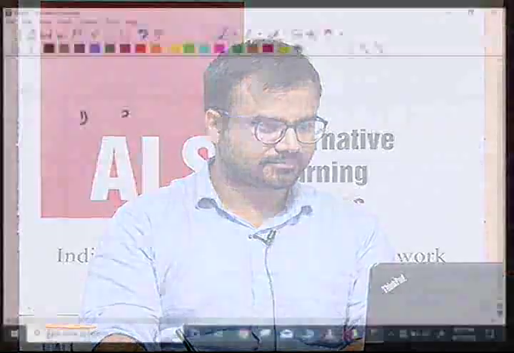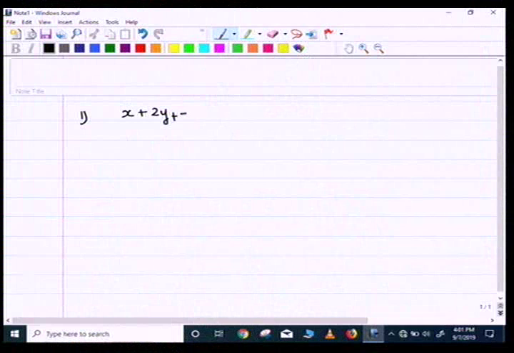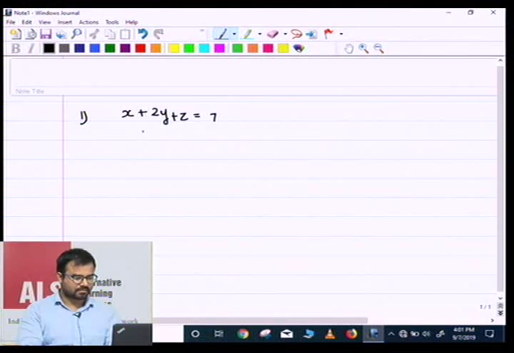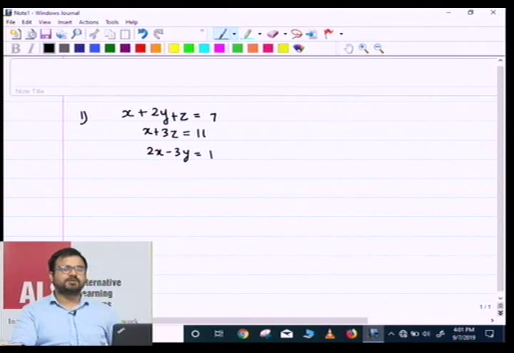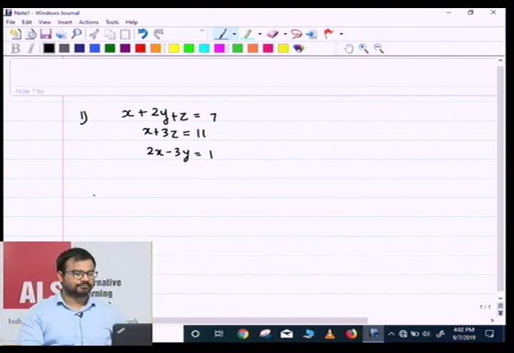Okay, so let's start first with the equations. Suppose it is given x plus 2y plus z is equal to 7. Three equations are there. Find the values of x, y, z.